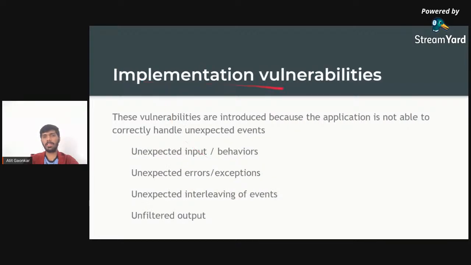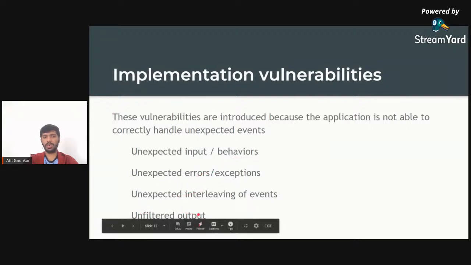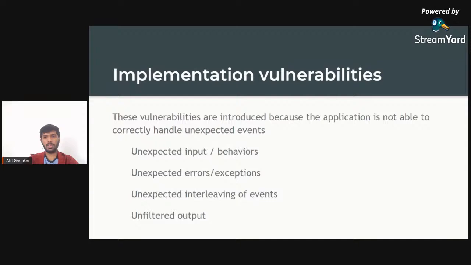Now then there are implementation vulnerabilities. Implementation vulnerabilities are the ones that are there after implementing it because they were not able to correctly handle unexpected events. It might be unexpected behaviors, unexpected errors or exceptions, unfiltered output, and unexpected interleaving of events. Now, unexpected interleaving of events is when the time at which two events take place might also be the case for your vulnerability to be exploited. Okay, we'll see one of the attacks today. We'll just discuss that attack.